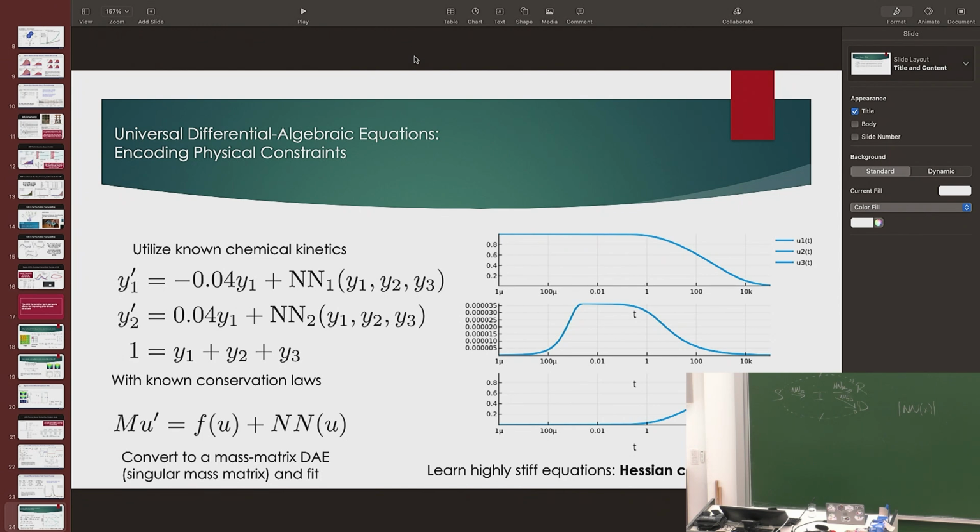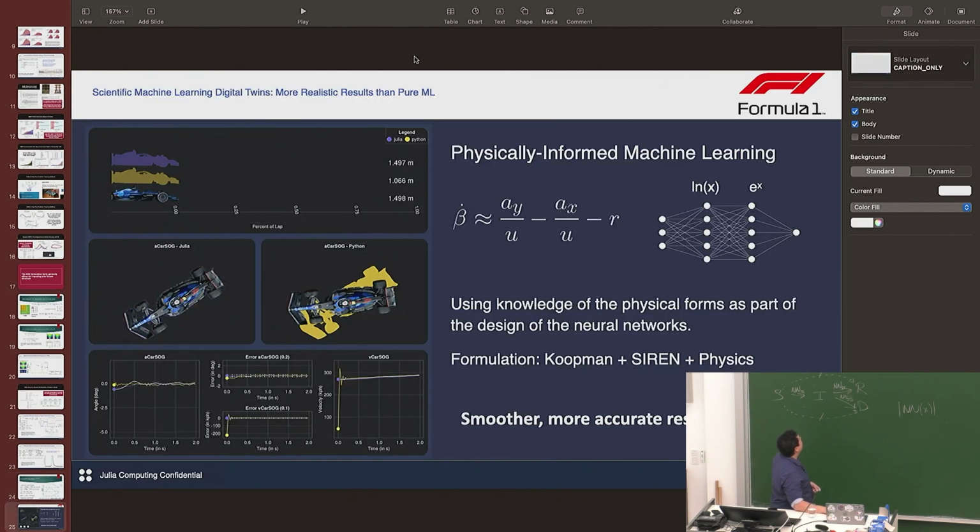And if you write this down, you can basically say, I have a differential equation where I have conservation laws, things that have to be satisfied exactly at every single step. You can write these down by using a mass matrix times U', where the mass matrix is singular, equals a neural network. And now you can use this to impose any conservation that you need. As you go to DAEs, the numerics get more intense, but the modeling is rather straightforward.